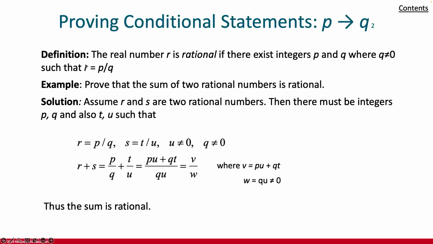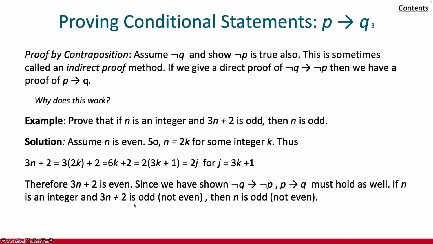Here's another one. The real number r is rational if there exist integers p and q, where q is unequal to 0, such that r is equal to p divided by q. So let's prove that the sum of two rational numbers is rational. Here we can see us walking through the details of how we could go about coming up with a proof for that. Here's another one, the proof by contraposition.